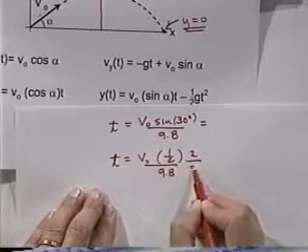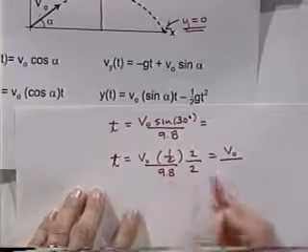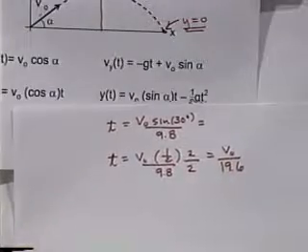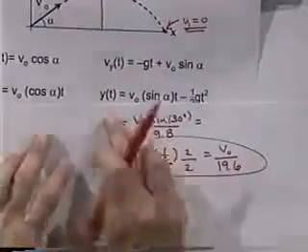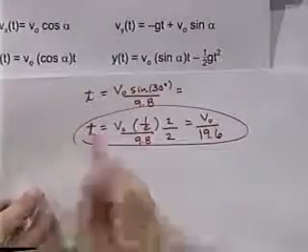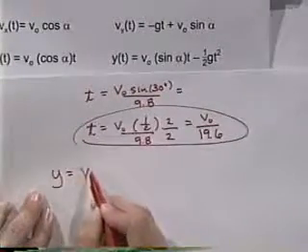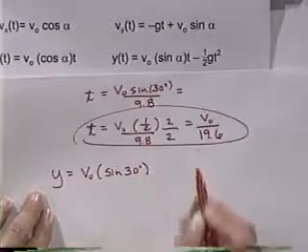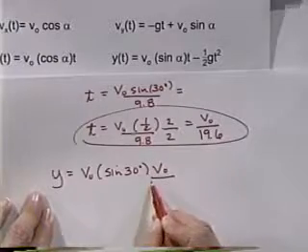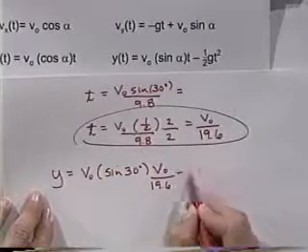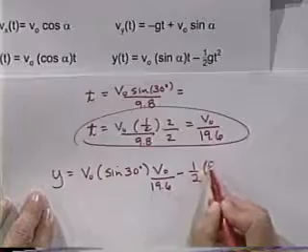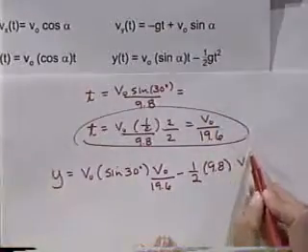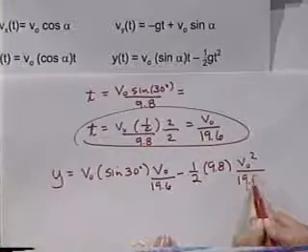So if I just multiply by 2 over 2, that would be v naught over what, 19.6? Is that okay? Just to simplify it a little bit. If I take that time and plug it into that equation, I'd get y is equal to v naught sine of 30 degrees times t, which is v naught over 19.6, minus 1/2 g, which is 9.8, times t squared, which is v naught squared over 19.6 squared.